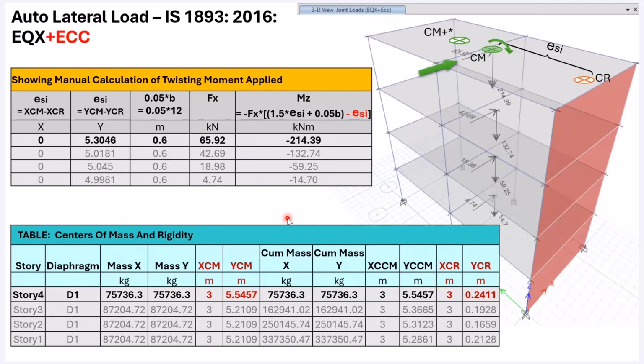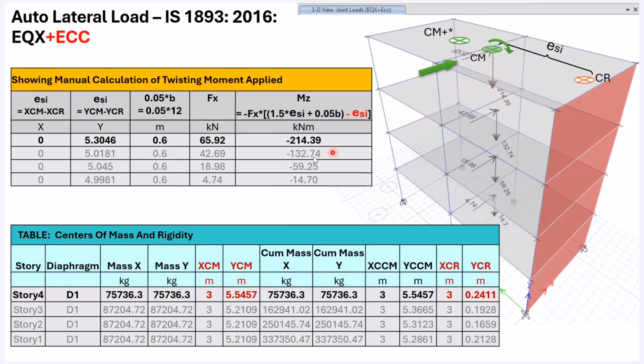Now, let us see it in some numbers, what the program is actually doing. So we know that the program can display the forces applied with the eccentricities. You would be seeing this kind of output in the display window, like what is the lateral force in each story, and along with that, moment.